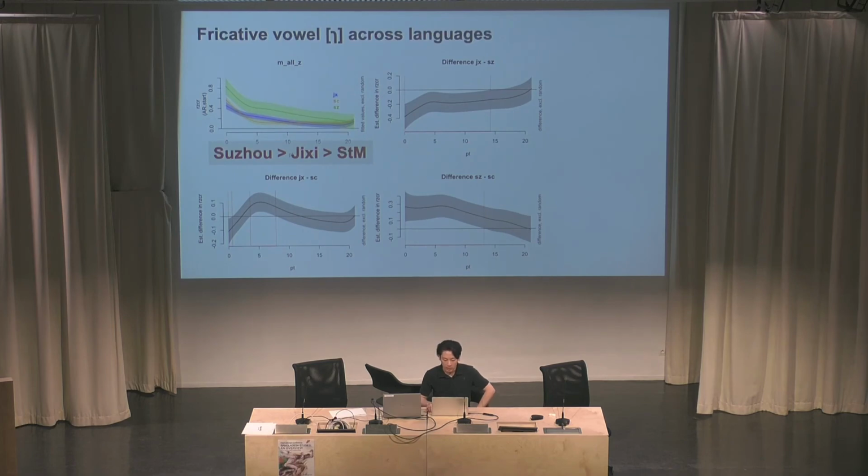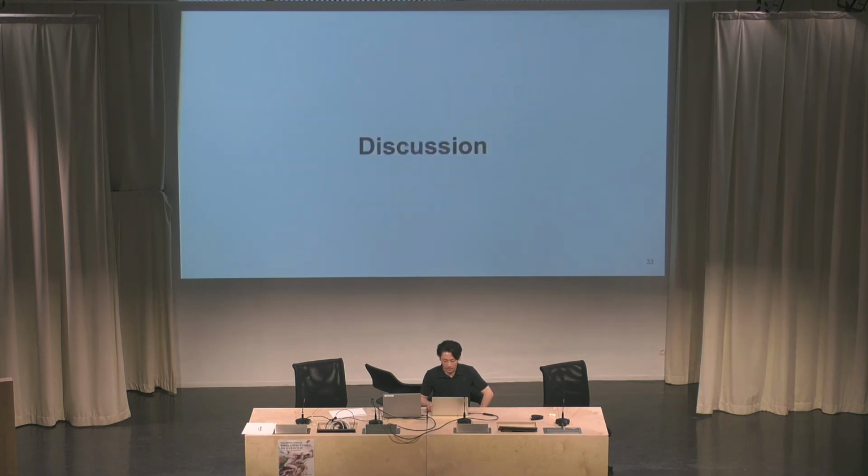As we can see from the difference figures, the Jixi apical vowel is less fricated than the Suzhou apical vowel. The Jixi apical vowel is more fricated than the standard Mandarin apical vowel here in the middle of the vowel. And the Suzhou apical vowel is more fricated than the standard Mandarin one at last.